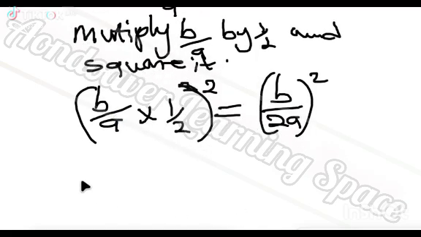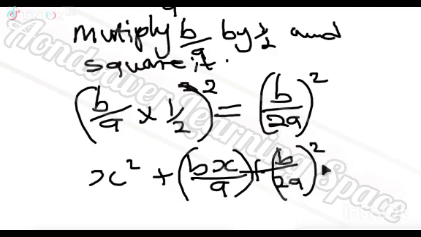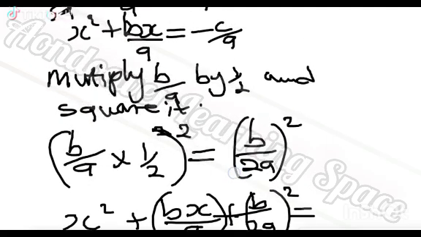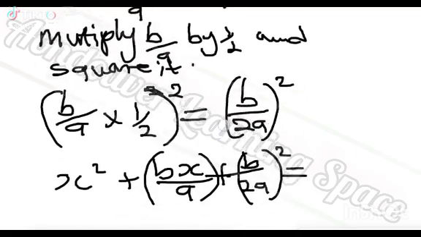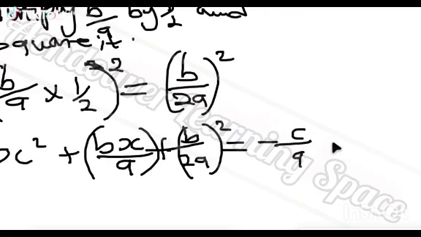So we'll have x squared plus bx over a plus b over 2a raised to power 2 equal to, now it's not necessary to bracket this, you can leave it without putting it in a bracket, it won't change anything. So equal to minus c over a. And remember, whatsoever you do to the left hand side, you also do to the right hand side. So this will be plus b over 2a all raised to power 2.